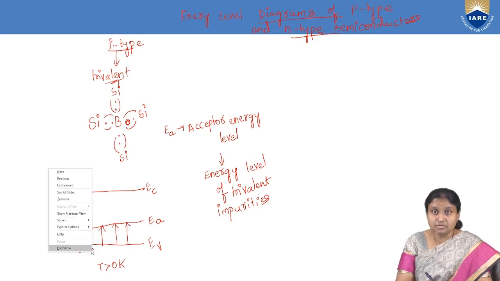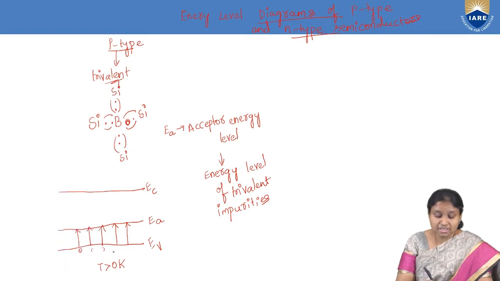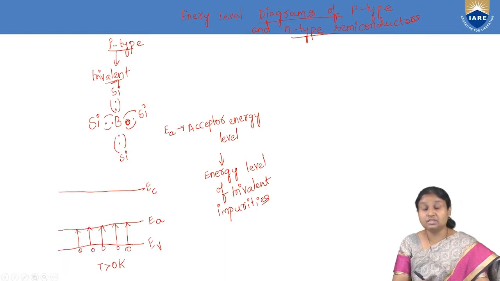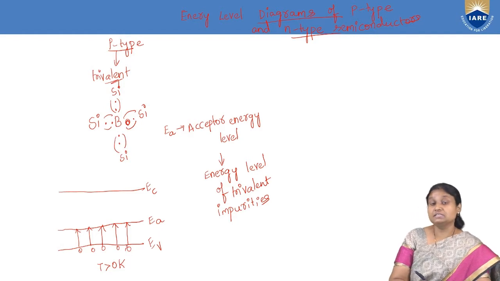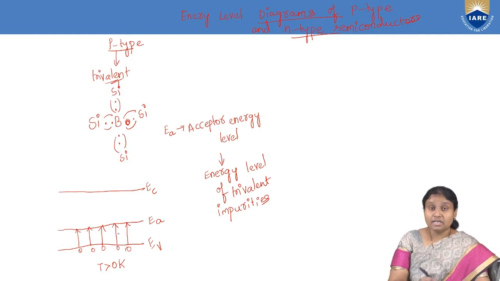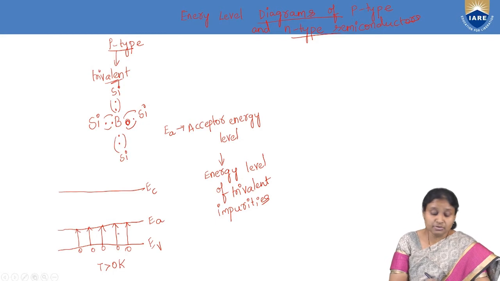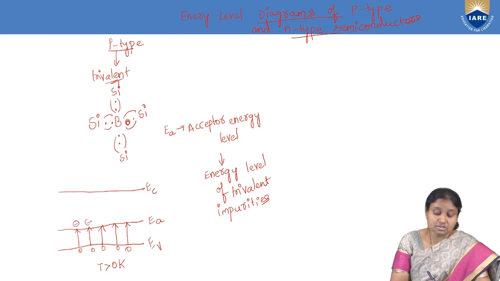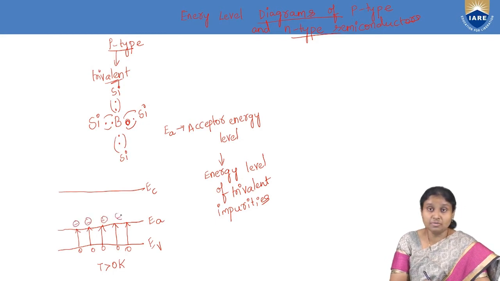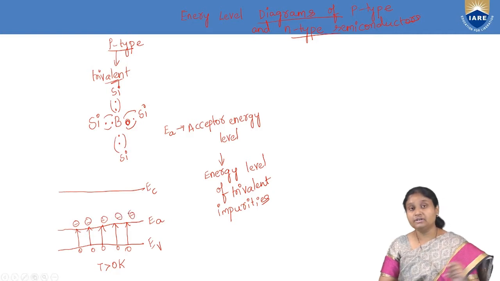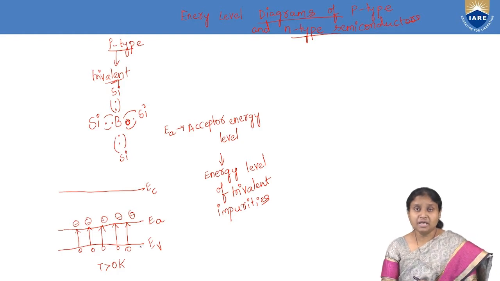Then what happens? There will be holes in the valence band of the intrinsic semiconductor. And what happens to our boron or trivalent impurities? They become negatively charged because they are accepting electrons from the valence band of the intrinsic semiconductor. So here we get holes in the valence band without any electrons in the conduction band.